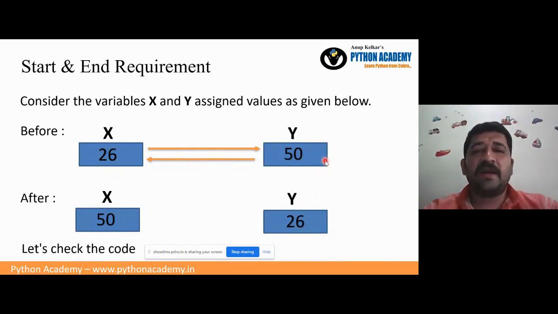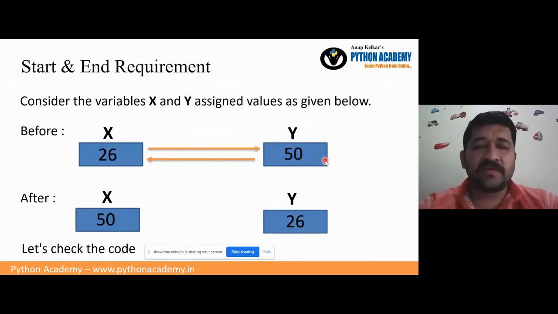So the start and end requirement for any problem may be a small one, may be a big one. You have to fix it first. So for our case, consider the variables x and y, and assign the values as given below. We have x which has the value 26. This is the before condition I am talking about. And y has the value 50. And what is the after solution? That is, once our program completes, what should be the solution? The solution should be the swapping, the exchange. So x should have the value 50 and y should have the value 26.